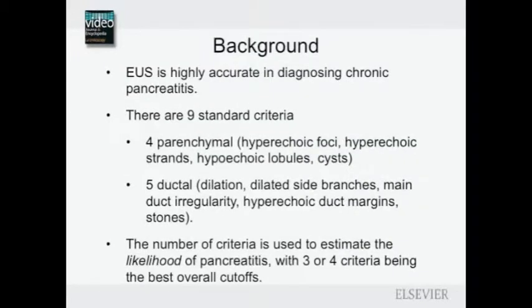EUS is highly accurate in diagnosing chronic pancreatitis. Information can be gained on the pancreatic parenchyma and duct, and 9 standard diagnostic criteria have been defined to estimate the likelihood of chronic pancreatitis. EUS is also very useful in distinguishing between inflammatory and malignant masses.